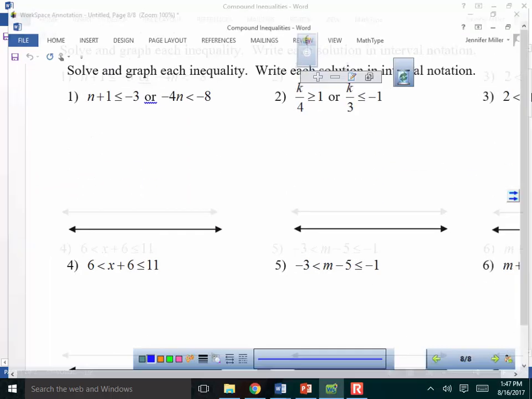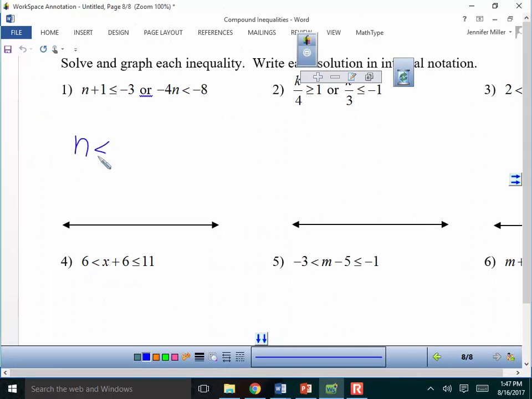So for 1, our answer ended up being n is less than or equal to -4, and n was less than, but we divided, so it was greater than 2. Is that correct? So we know the number line is what you're saying, and then we graph it. Less than or equal to -4 goes this way, closed circle. Greater than 2, open circle, shade to the right.